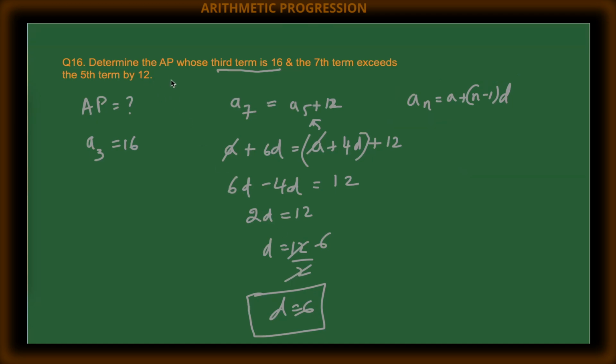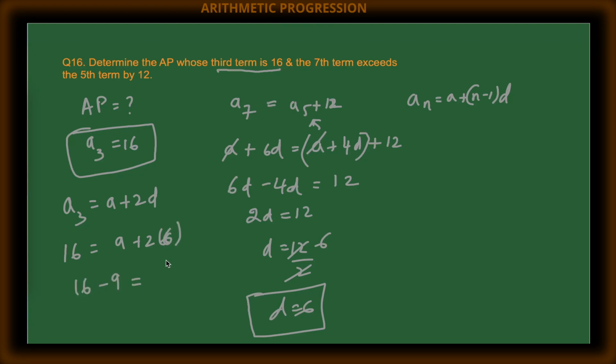What is given here? Okay, so we have this term here, right? So we can utilize this one. So we have a3. So can we replace this? Yes, we can. So a3 is equal to a plus 2d. a3 is given as 16. a we are not aware. Plus 2, difference is 6.